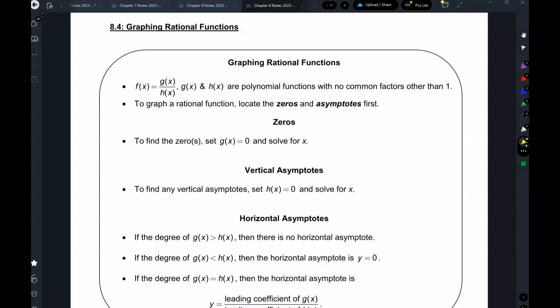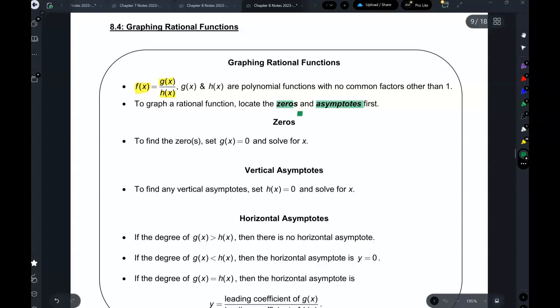rational functions in general. So a rational function is one where you have an expression in the numerator and another one in the denominator. So for example, something that looks like this. You have your f of x, but that equals g of x over h of x. And both of those are polynomial functions with no common factor. So basically, they don't cancel out. So to graph a rational function, we have to first look at the zeros and the asymptotes, right? That's why section 3 was so important, because it trained you to just go into the asymptotes first.